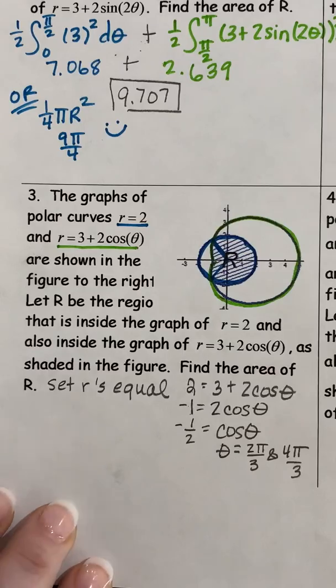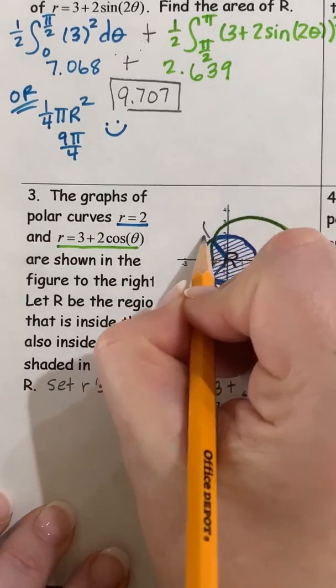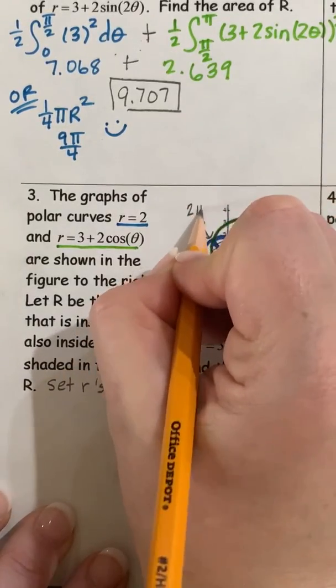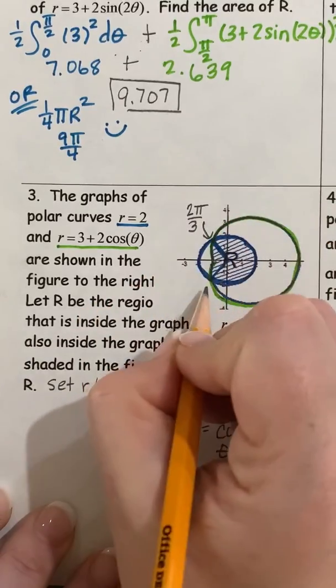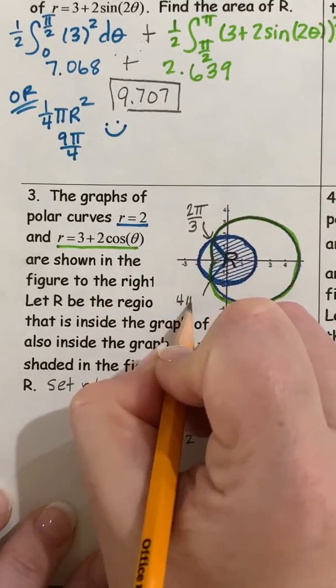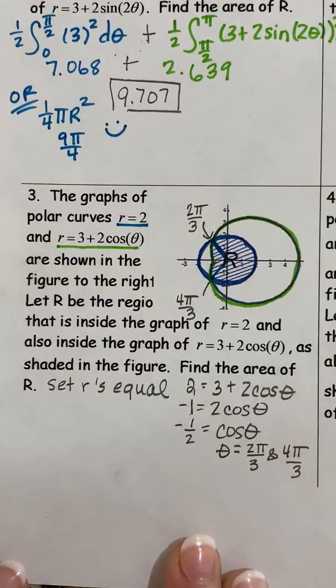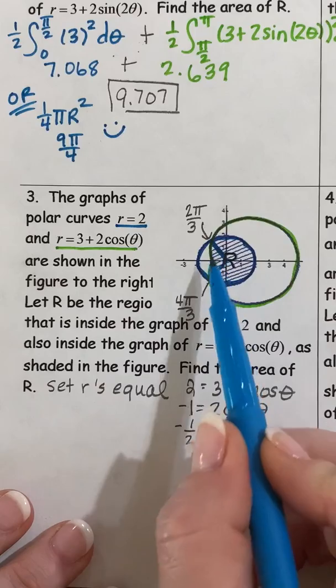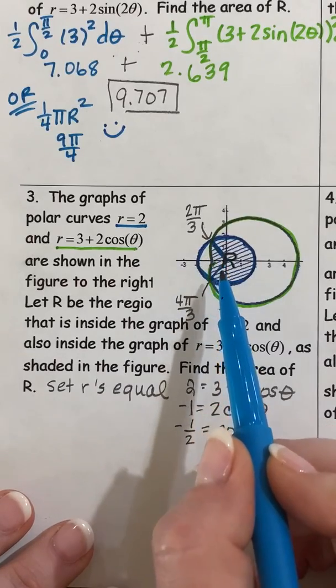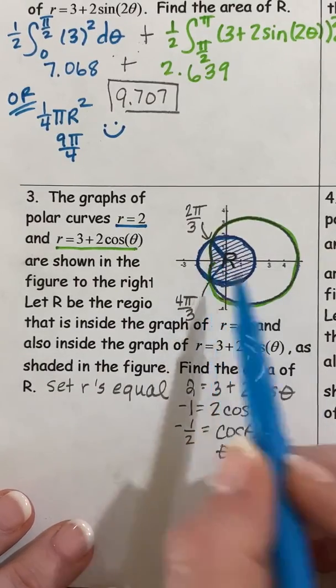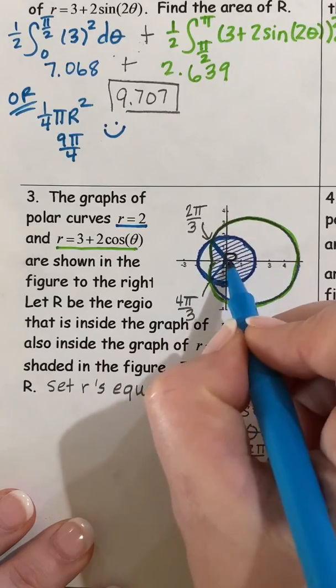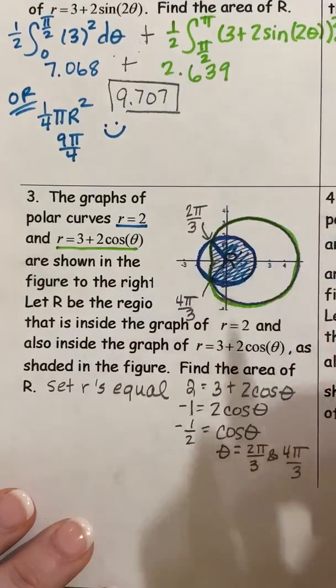So this happened at 2 pi over 3, and this happened at 4 pi over 3. So again, I'm going to do the circle first. But to do the circle, you cannot do from 2 pi over 3 to 4 pi over 3, because that's not the part that's the circle. The part that's the circle is all of this.